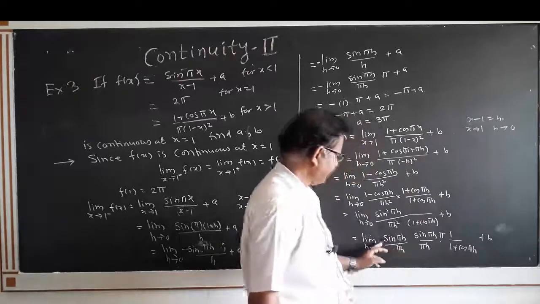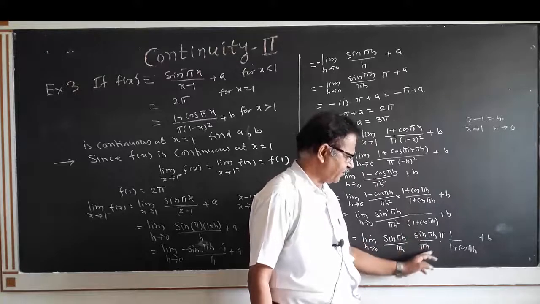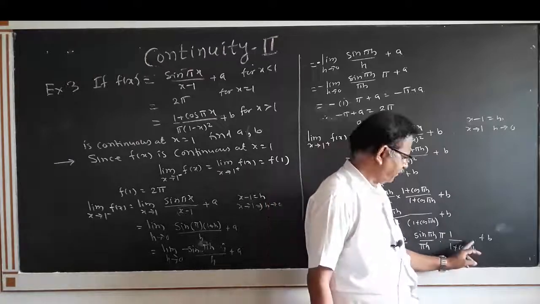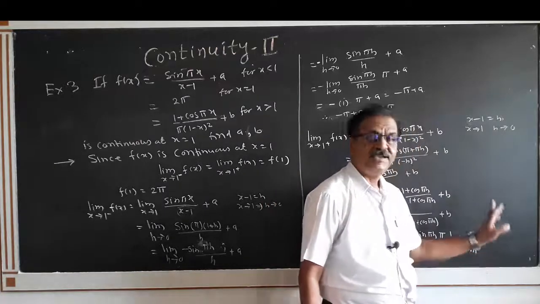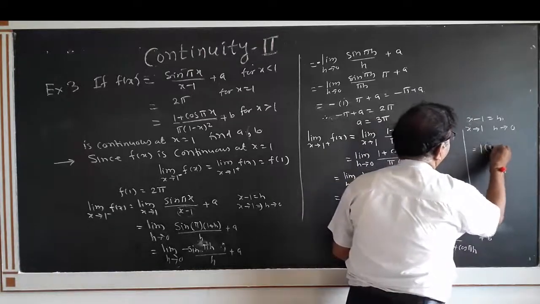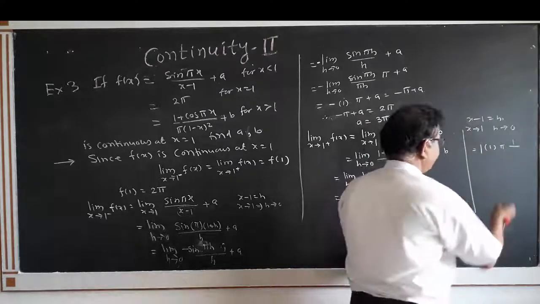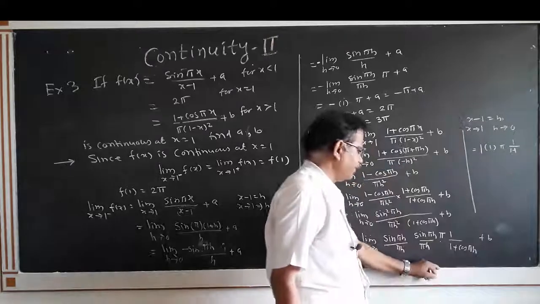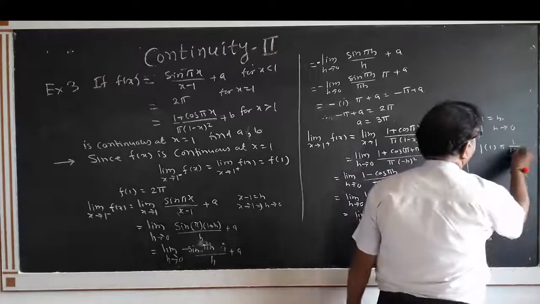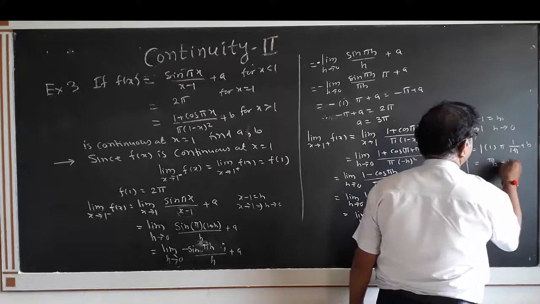After separating the limit, I can write limit h tends to 0 of sin of pi h by pi h into pi into limit h tends to 0 of 1 plus cos of pi h, plus limit h tends to 0 of b. And sin pi h by pi h, this limit is 1. So this is pi, and 1 divided by 1 plus cos of 0. Cos 0 is 1, plus b. That means pi by 2 plus b.